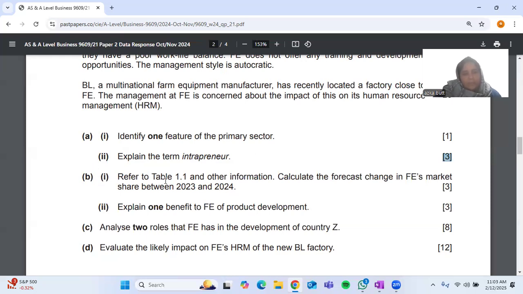In B part, refer to table 1.1 and other information, calculate the forecast change in FE's market share between 2023 to 2024. So we will see how the market share changed.